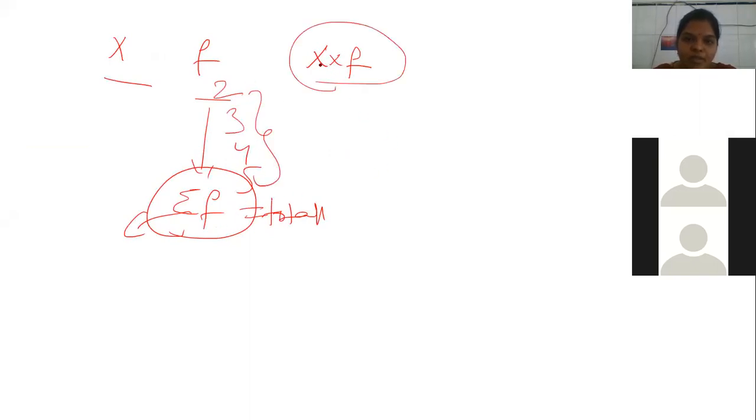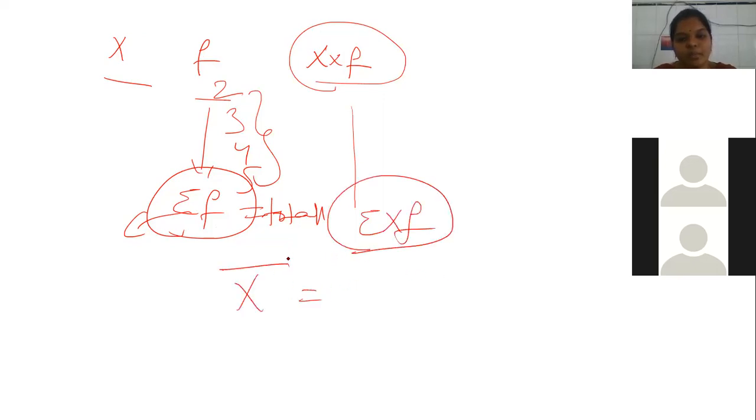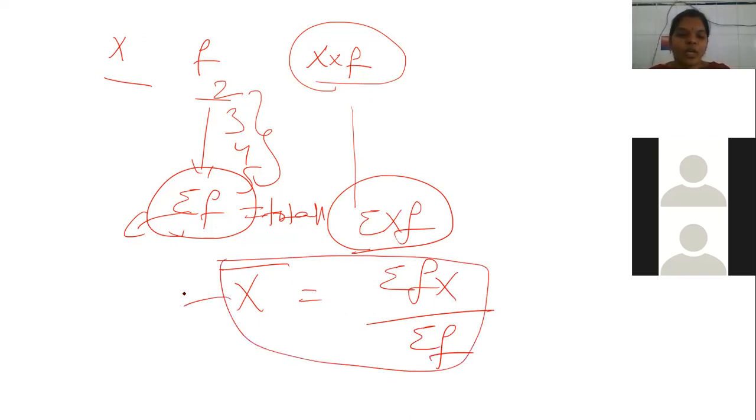Then same like this, x and f: you need to multiply these two values, and you will get some values here. Then you do sigma fx. So what is the formula to calculate mean x bar? Sigma fx divided by sigma f. By the use of this formula, you can get the arithmetic mean for that problem. Is it clear? Yes, ma'am. Thank you, ma'am.